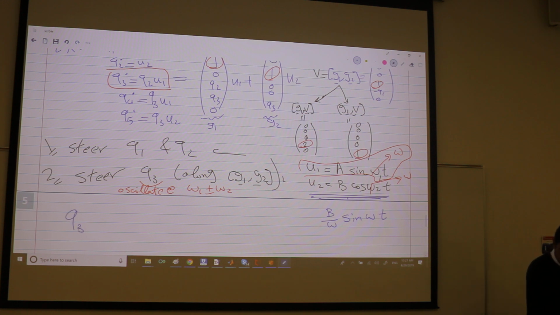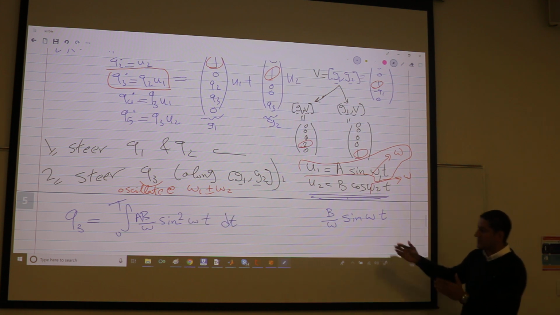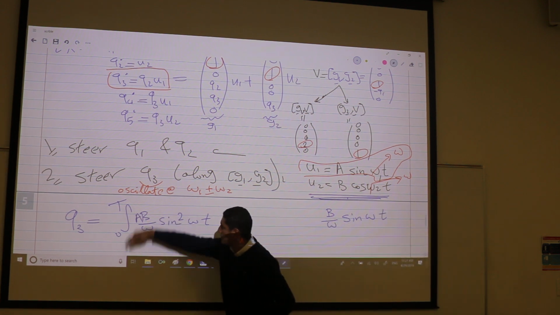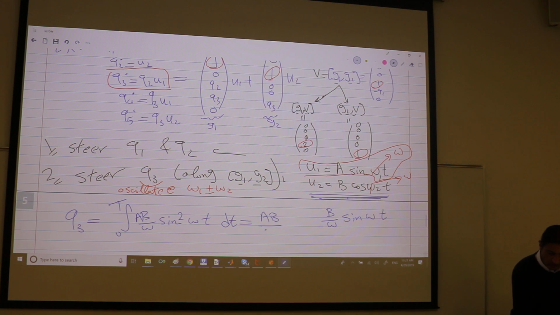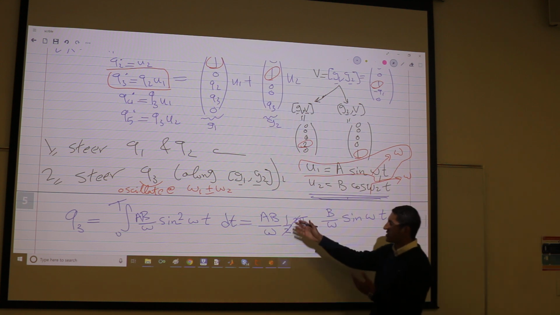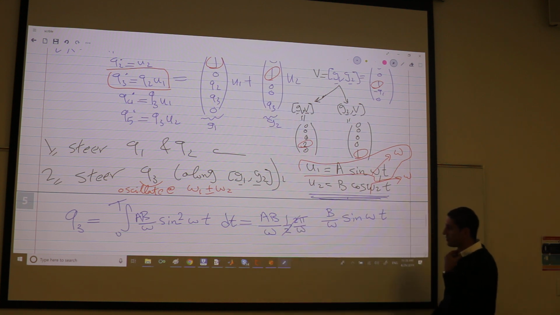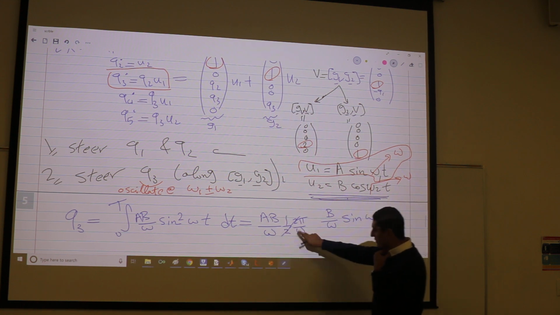And now Q3 is the integral of Q2, which is B over omega sine, times U1, which is A times another sine, right? So you see here how the matching sine, a sine of the same frequency, gets you sine squared. When you integrate over the period, you get something. You get here actually AB over omega. You get half of the average, and you get the period, which is 2 pi over omega. So you get AB over omega squared. We always get this from averaging. We will come to it later on averaging amplitude squared over omega squared.